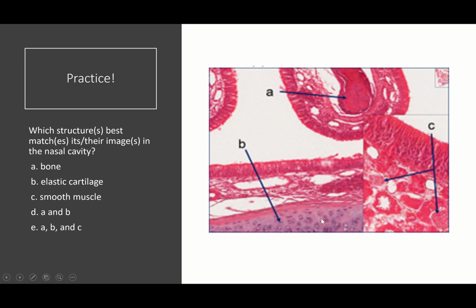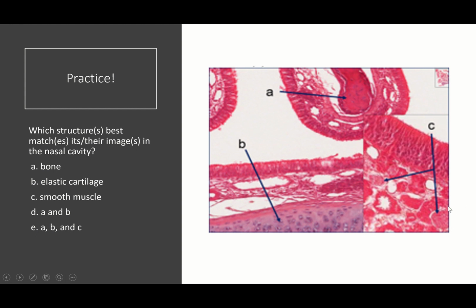B is saying is elastic cartilage. And so this is cartilage. You do also have cartilage and bone in your nose, but this is hyaline cartilage right here in the later parts of your nose. So that's hyaline cartilage, not elastic cartilage. So B does not match.